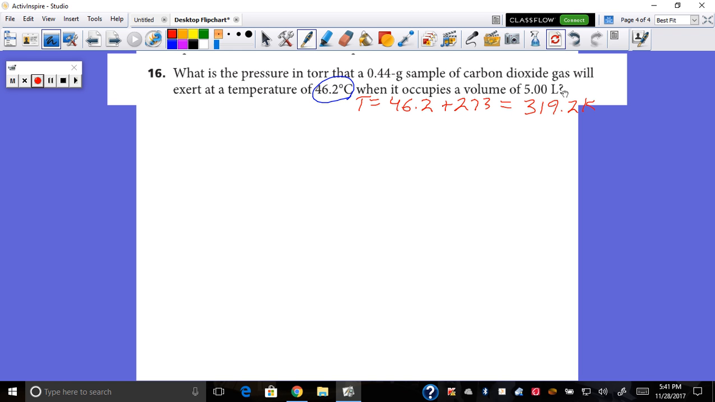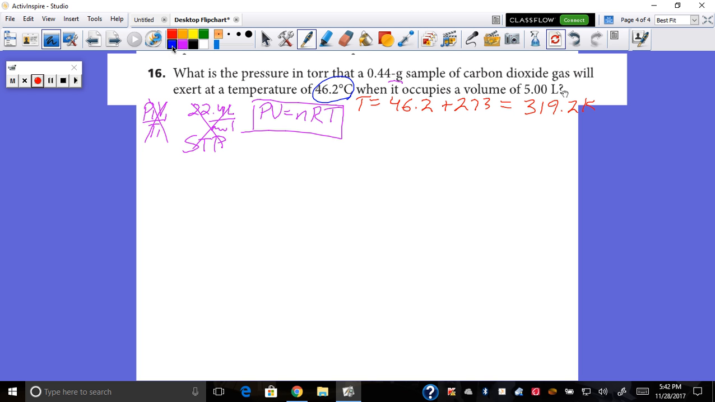Next, we have some choices here. We could use P1V1 over T1. We could use 22.4 liters per mole. Or we could use PV equals nRT. Well, there's no place for grams in P1V1 over T1, the combined gas law, so we're not going to use that. For 22.4 liters, we have to have standard temperature and pressure in order to use that. Well, we don't have standard temperature and pressure, so we can't use that. So the only other thing we're going to use is the ideal gas law, which is PV equals nRT.